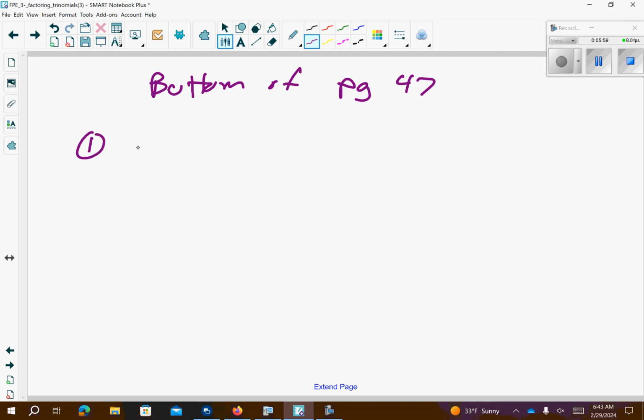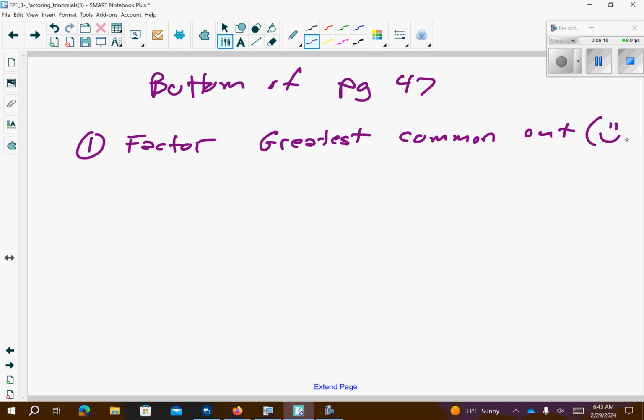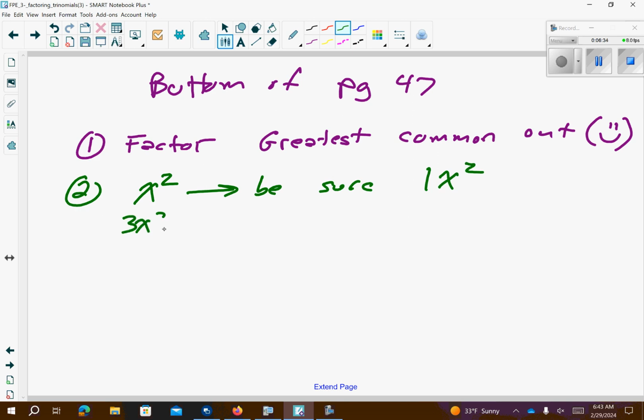So first step in these, I'm going to put factor a greatest common factor out. Okay, we're not here yet. We will get to this. So for here, we then go to step 2. If I have x squared, be sure to put a 1x squared out in front. If this is a number already, you just leave it. And that's just it in the beginning of the problem.